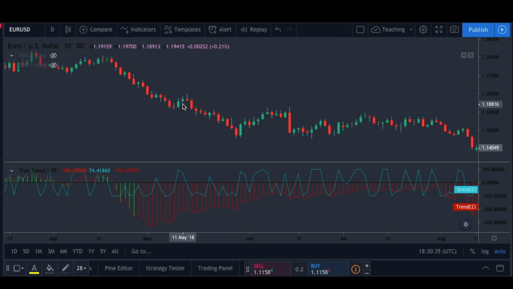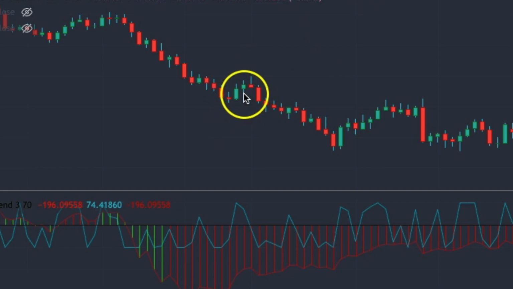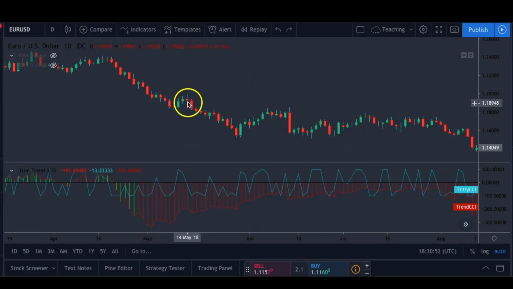How do you do that? It's very easy. You're only looking for sell-side trades. On the close of this price bar, the Entry CCI is now positive, giving me trade criteria to look for an entry. I'm waiting for price now to make a lower low than the previous price bar for entry.